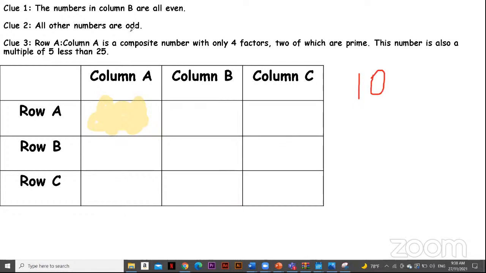10 is indeed a composite number. Let's see if it has 4 factors. So what are the factors of 10? Let me hear that in the chat. Okay, share factors of 10. Let me hear in the chat.